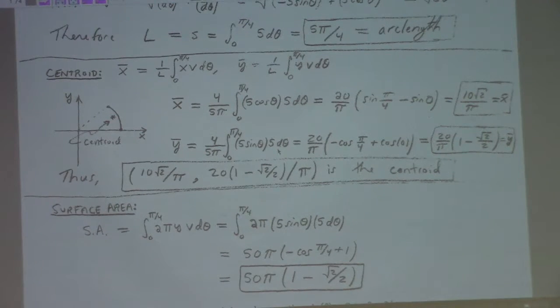You guys get this? Okay, somebody did. And then the surface area, well, it's not much harder, right? I have to integrate 2 pi y times ds, but ds is 5 d theta here. And so that works out to the integral of 50 pi times sine, which gives me minus cosine pi over 4 plus 1, which is this. So there's the surface area.